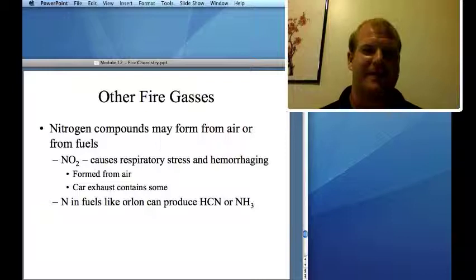Other fire gases: nitrogen compounds can be formed. So nitrogen dioxide. This can cause respiratory stress. So it'll burn when you breathe it, and may even cause hemorrhaging. Car exhaust has some. It's formed from air. Nitrogen in fuels can also produce hydrocyanic acid, hydrogen cyanide. That's very toxic, and ammonia.